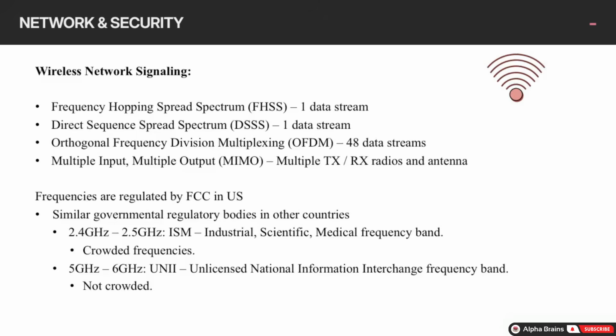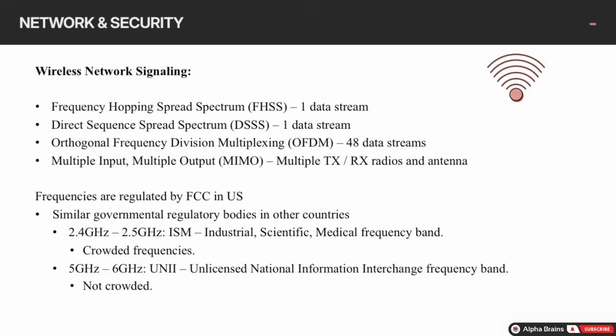The first one is called the Industrial, Scientific, and Medical Frequency Band, the ISM band, and it operates in a range of 2.4 gigahertz to 2.5 gigahertz. Now, that's the local area network frequency band, and it was used in 802.11, 802.11b, and 802.11g. So those 3 standards all operate in this 2.4 gigahertz frequency range, the ISM frequency range.